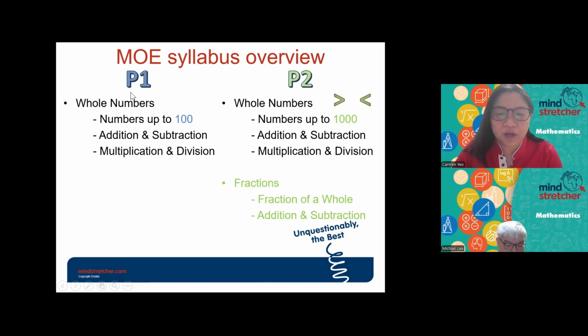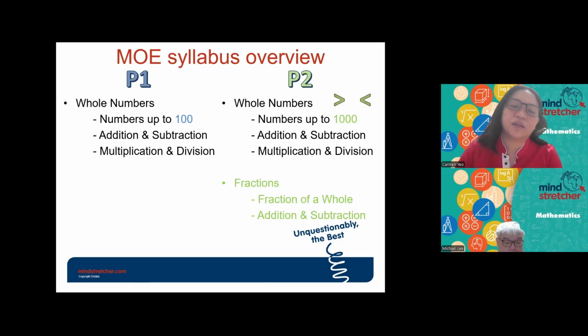So you can see that over here we have separated the syllabus into primary 1 and primary 2, both sides, left and right. In primary 1, they will learn whole numbers up to 100. So it's progressive. In the first term, they will learn numbers up to 10 first, then numbers up to 20. Then by the end of the year, they will learn numbers up to 100.